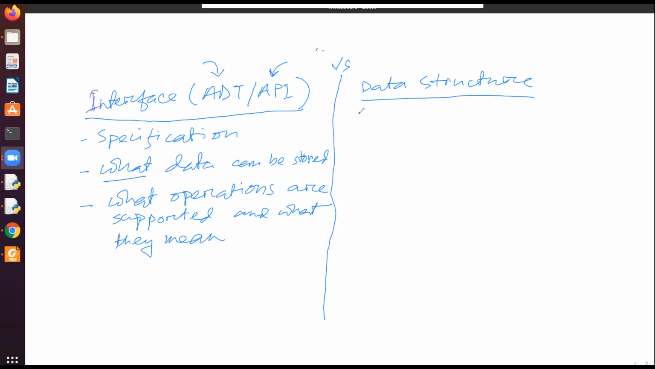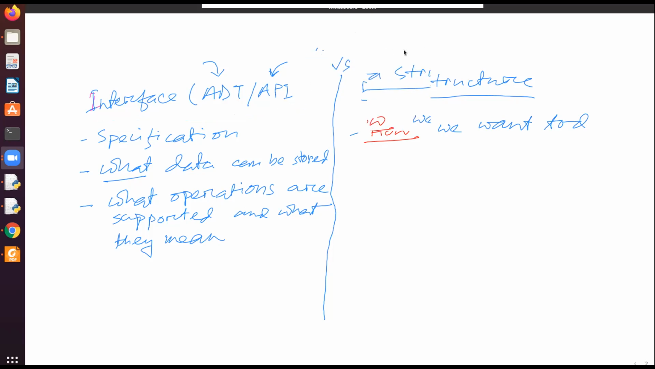Okay, and data structure gives us how we want to do. So data structure is all about how, the implementation. Here we can also write what we want to do. Let me take a little bit of space here. Here we are interested about what we want. And in data structure, we define how we want to do.